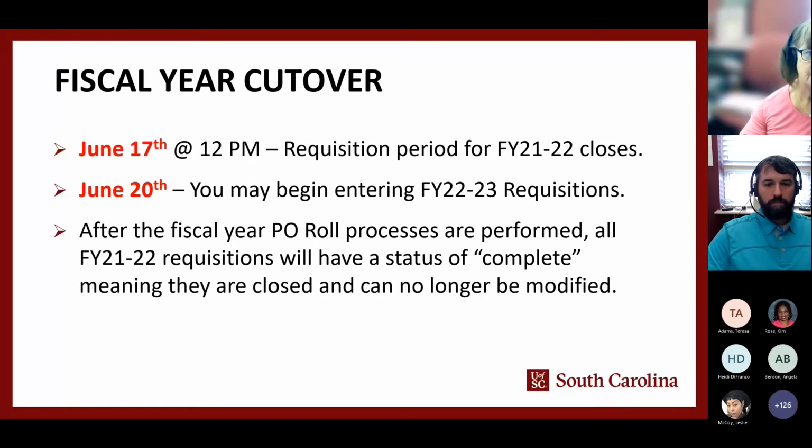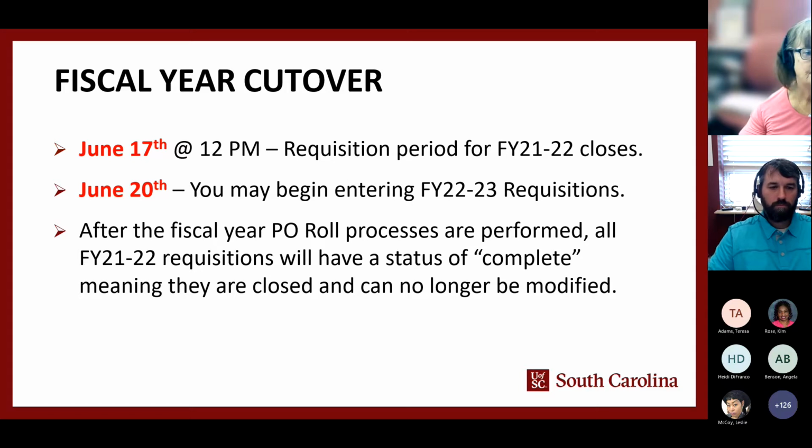Fiscal year cutover. So these are highlight dates. On June 17th at 12 noon or before, we're asking you to stop entering any requisitions and really any requisitions in the pending state in your departments. If they can be approved before 12 noon, that's the ideal requisition, because the requisition period for fiscal year 21-22 will close at 12 noon. That'll be shut down, and then anything starting on June 20th will be in fiscal year 22-23. So your budgets is where I'm referring to especially.